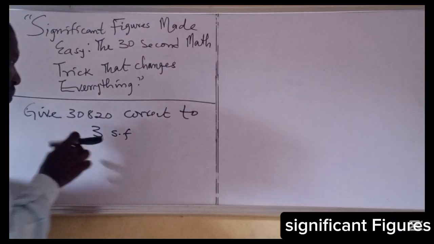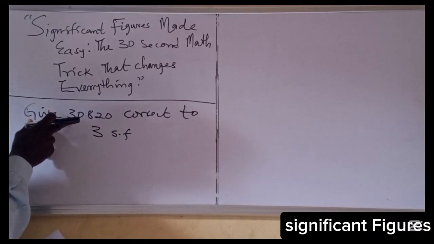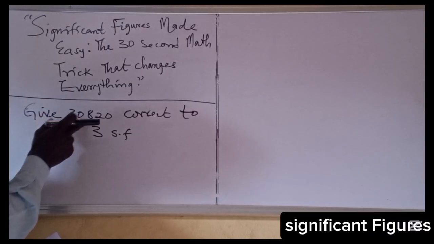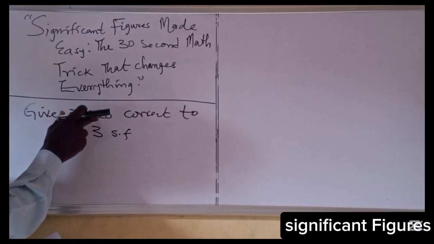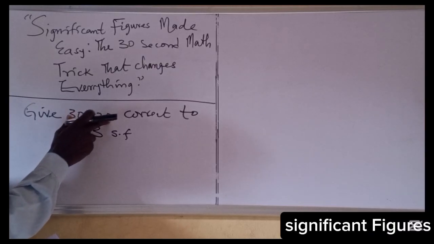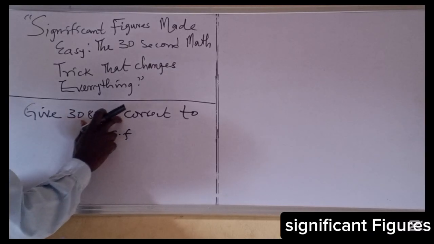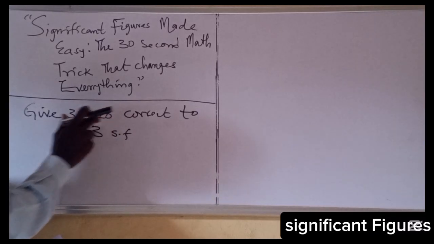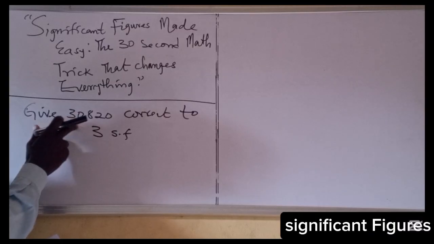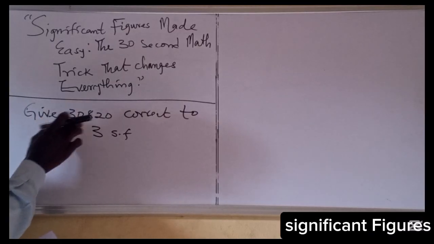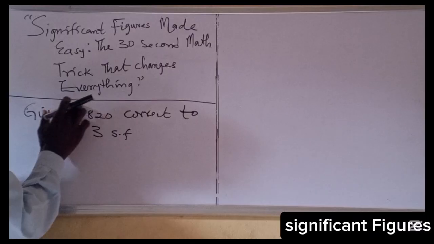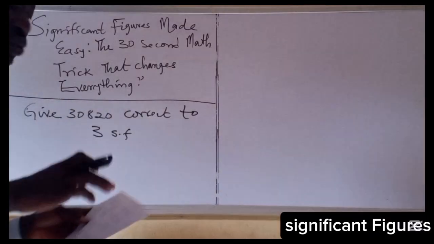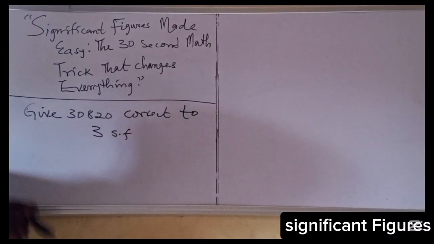I want you to listen very carefully. This is the first significant figure. This is the second significant figure. This is the third. This is the fourth. This zero is not counted as significant figure. So if you look at this now, we have 1, 2, 3, 4. We have 4 significant figures. We are given 4 significant figures. We are now told to approximate it, that is to correct it to 3 significant figures.